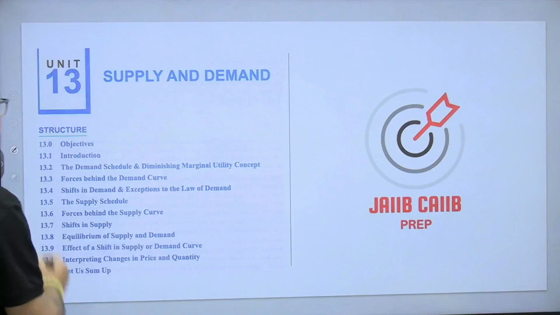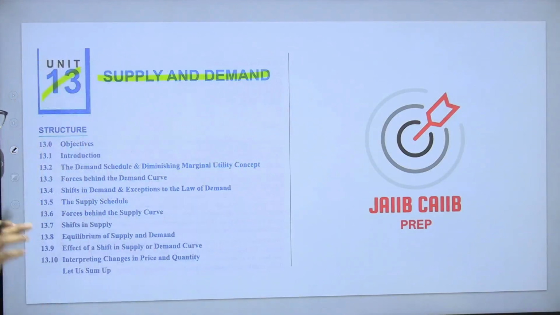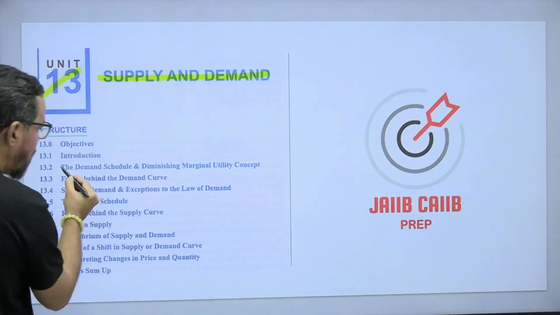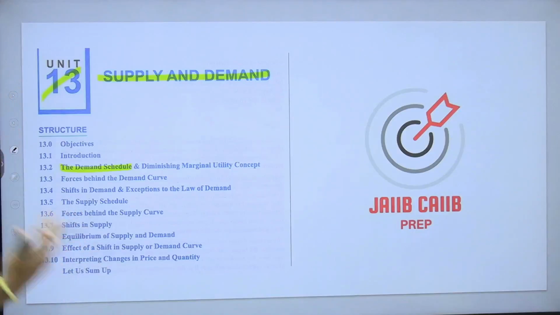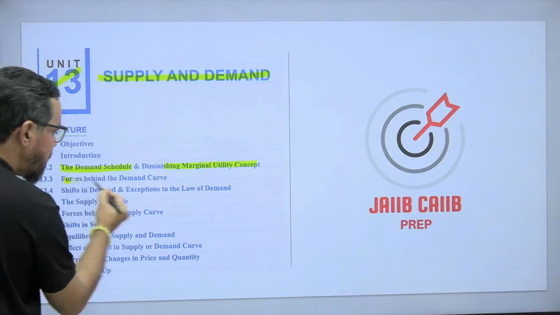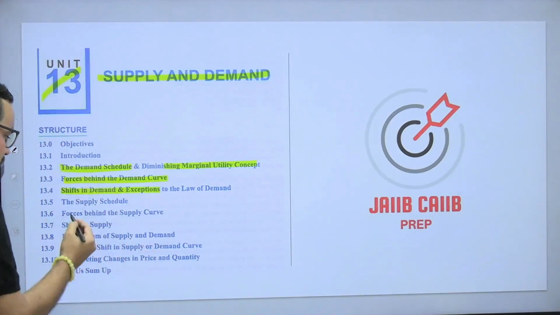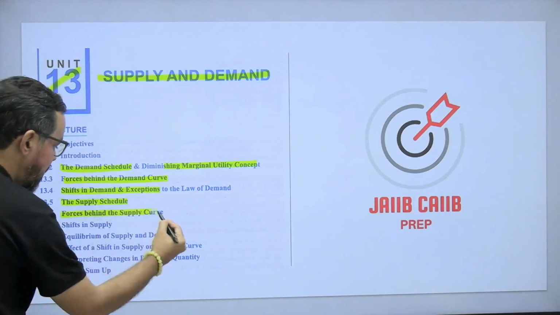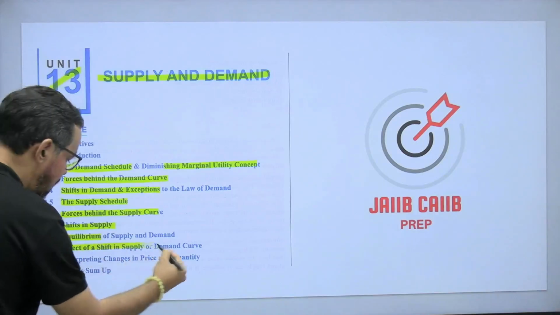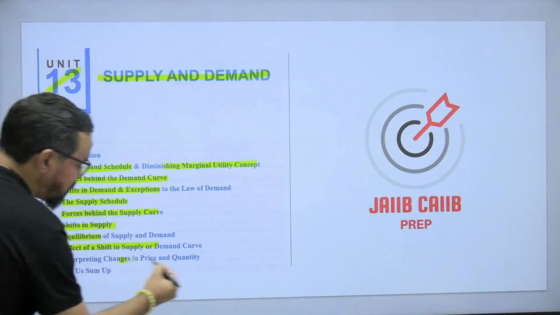Unit 2, which is the second unit, 13, supply and demand. Every year again one question on average, 2 marks. So we have the law of demand, which is also known as the demand schedule, the diminishing marginal utility concept, then forces behind the demand curve, shift in demand and exceptions to the law of demand. Then we have supply, forces behind the supply curve, shift in supply, then equilibrium of demand and supply, effect of shift in supply or demand curve. Then we have interpreting changes in price and quantity.